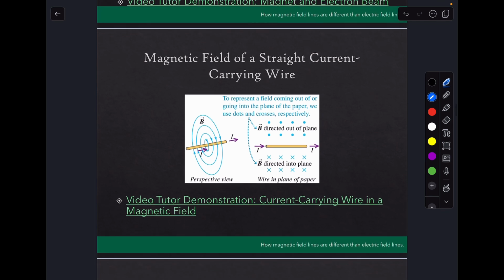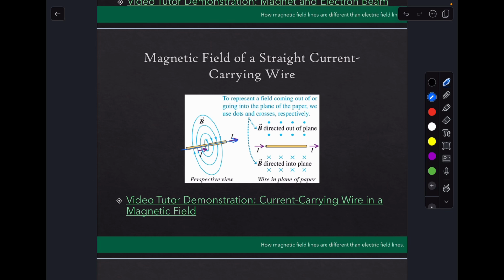So let's generalize a little bit. Instead of talking about a single charge, let's imagine many, many charges flowing together in a current along a current-carrying wire. So here, the yellow wire has a current flowing in this direction. And the question is, what is the magnetic field direction around this wire?